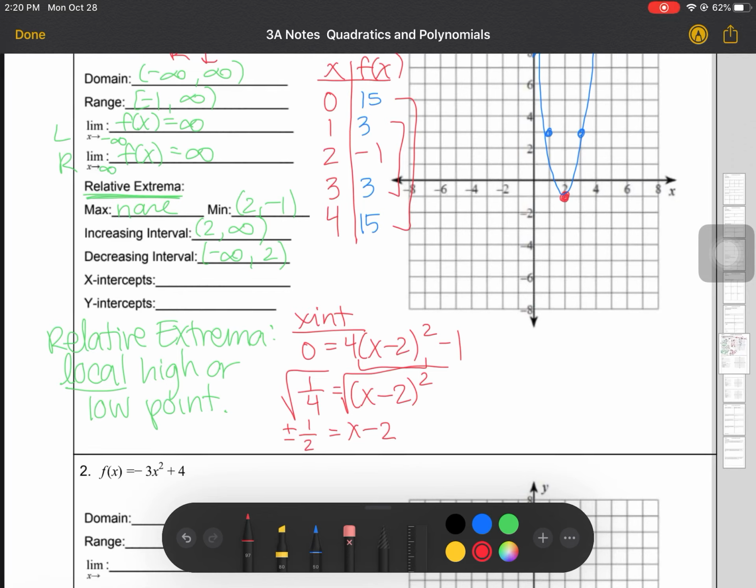Then you're going to solve this, so I would add 2 over. So x is equal to 2 plus or minus 1/2, and then we can do that. 2 plus 1/2 is 2.5. 2 minus 1/2 is 1.5. So my two x-intercepts are 2.5 comma 0 and 1.5 comma 0. Okay, and again, I would look at your graph and make sure that works out.